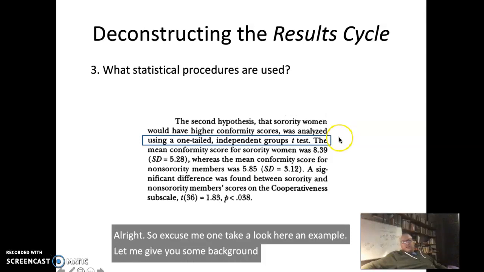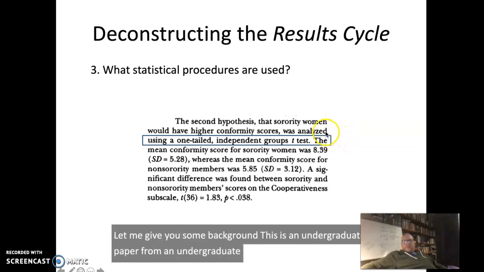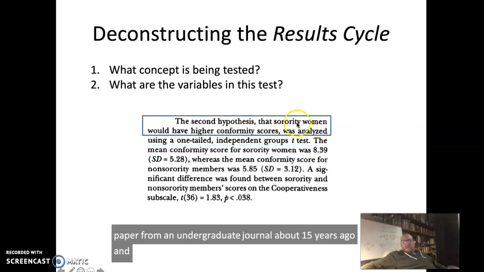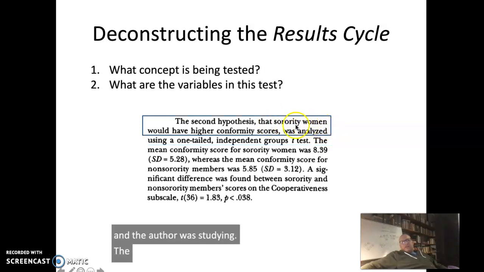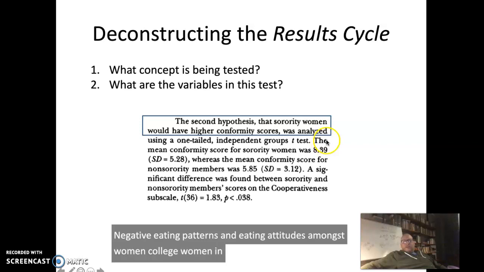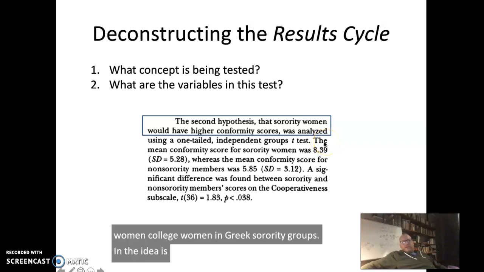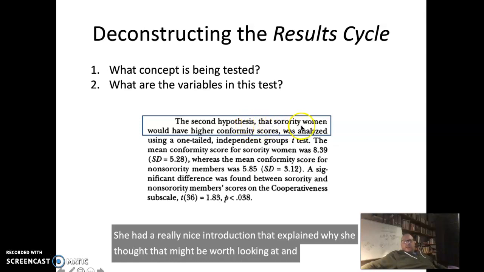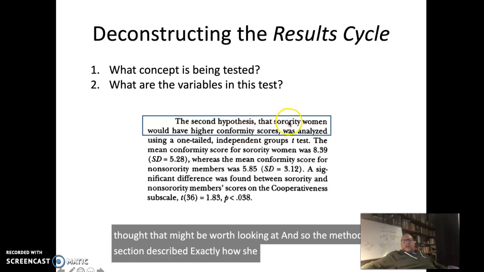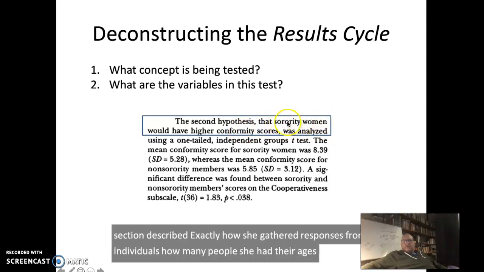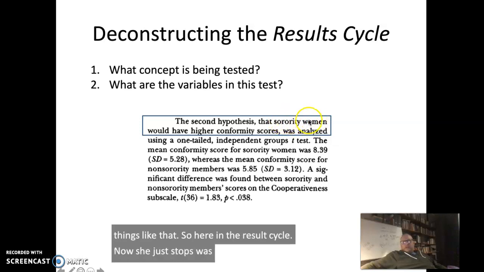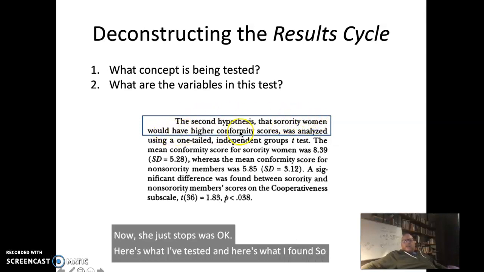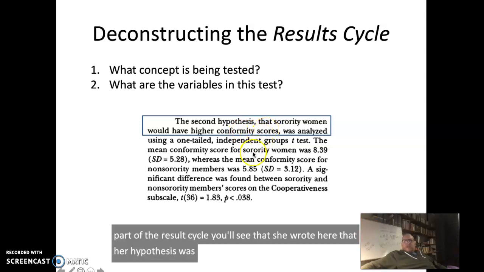Now the method section will tell you some of those things too. Because I've already read that, let me back up, this is just my reminder of something I read before. I guess this is a good point for me to stop and say you shouldn't start an article at the results section. By the time you get here, you should just see these as reminders. So this hypothesis is that sorority women would have higher conformity scores. I know from the method section that she compared members of a sorority to independent college women at the same school. She measured conformity using a scale, so I can remember that.